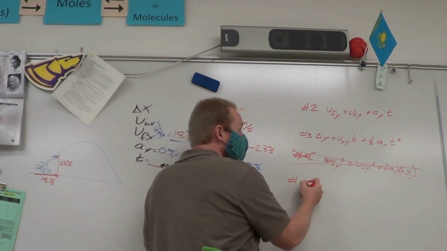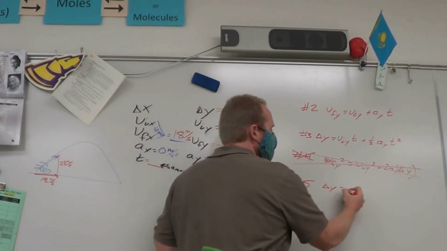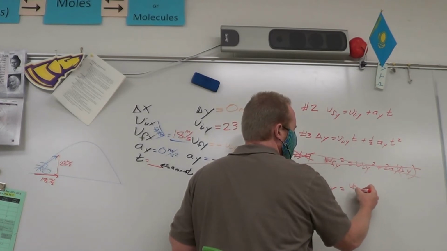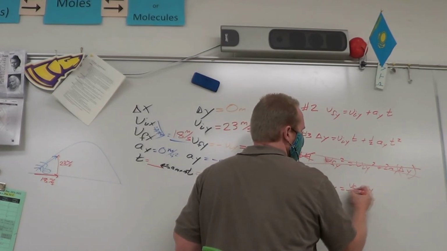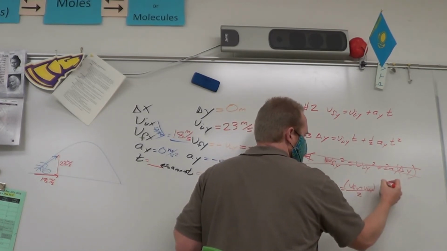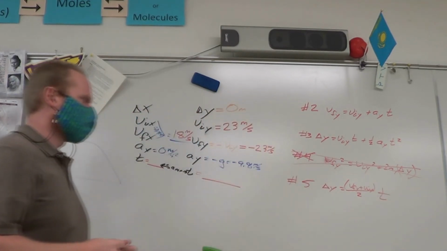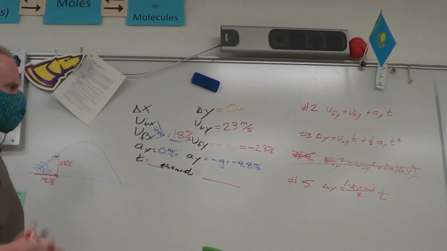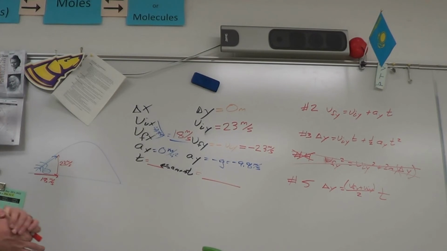Equation number 5 could also work. Delta y is equal to (VFY plus VIY) divided by 2 times T. I think I had the addition in the right order that's listed. So 2, 3, or 5 are all possibilities.